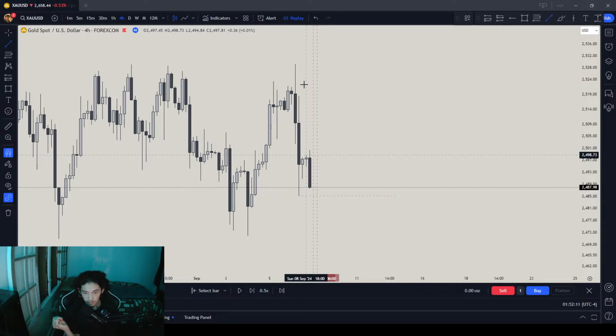So how would that work? Fair value gaps, right? We want to be going for the fair value gap. It just has to stay internal.